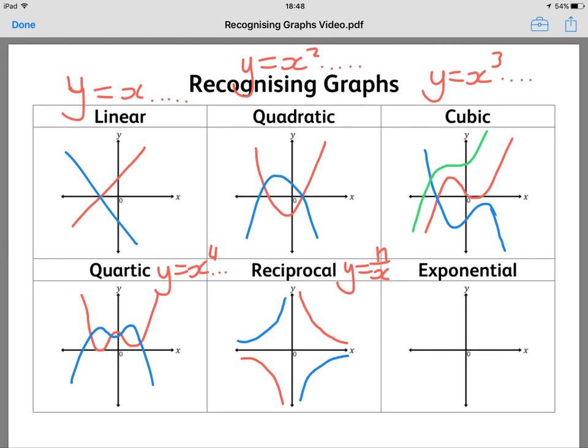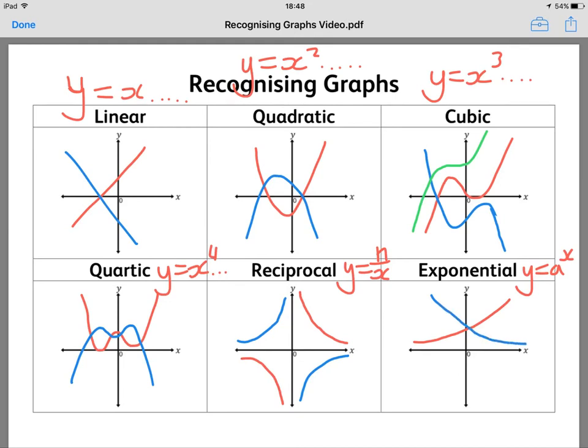Okay, and finally the exponential graph. Now, exponentials are where you get something like y equals a to the x, a being a number. Okay, so the x, the variable, is a power. Now then, this is a positive one. Okay, and they always look like this. Again, you've got an asymptote.